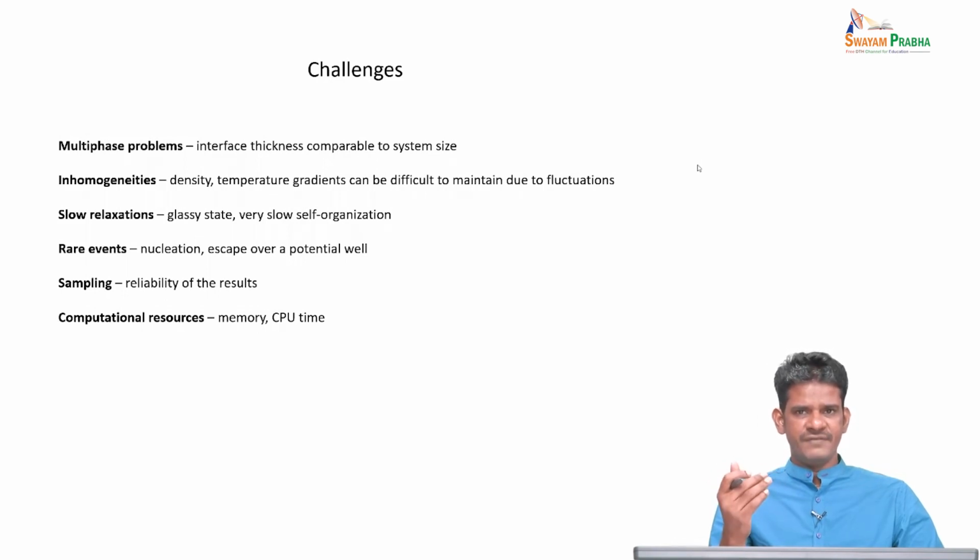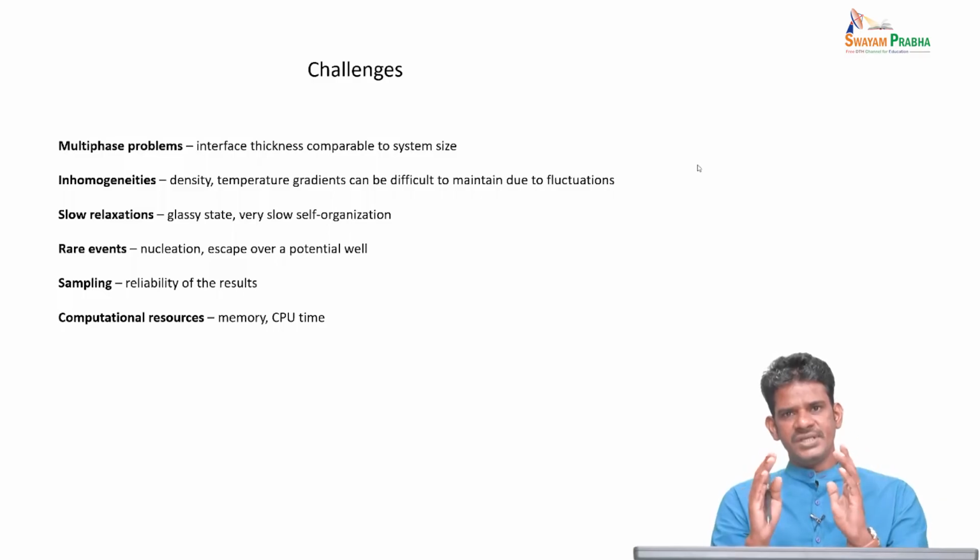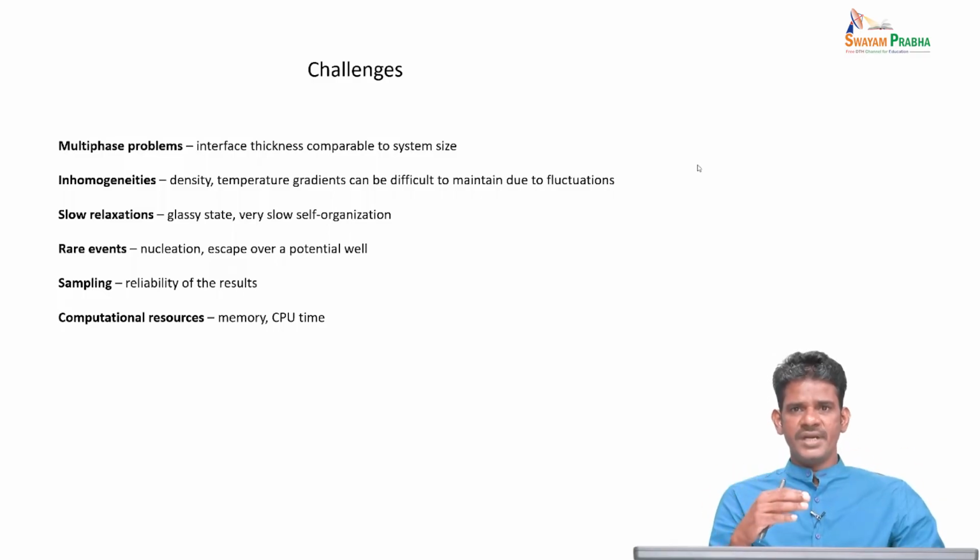So when you want to study multiphases, for example, it could be a liquid-gas or a liquid-solid, then in the simulation itself you will see the thickness of the interface dominates the entire system size. Then the data that you get from the simulation becomes a little less reliable. So it becomes very important to avoid such multi-phase problems when you do simulations, or you have to look at a very large system size so that the multi-phase problem can be analyzed. So you have to be very careful with whether you're simulating a single phase or multi-phase.